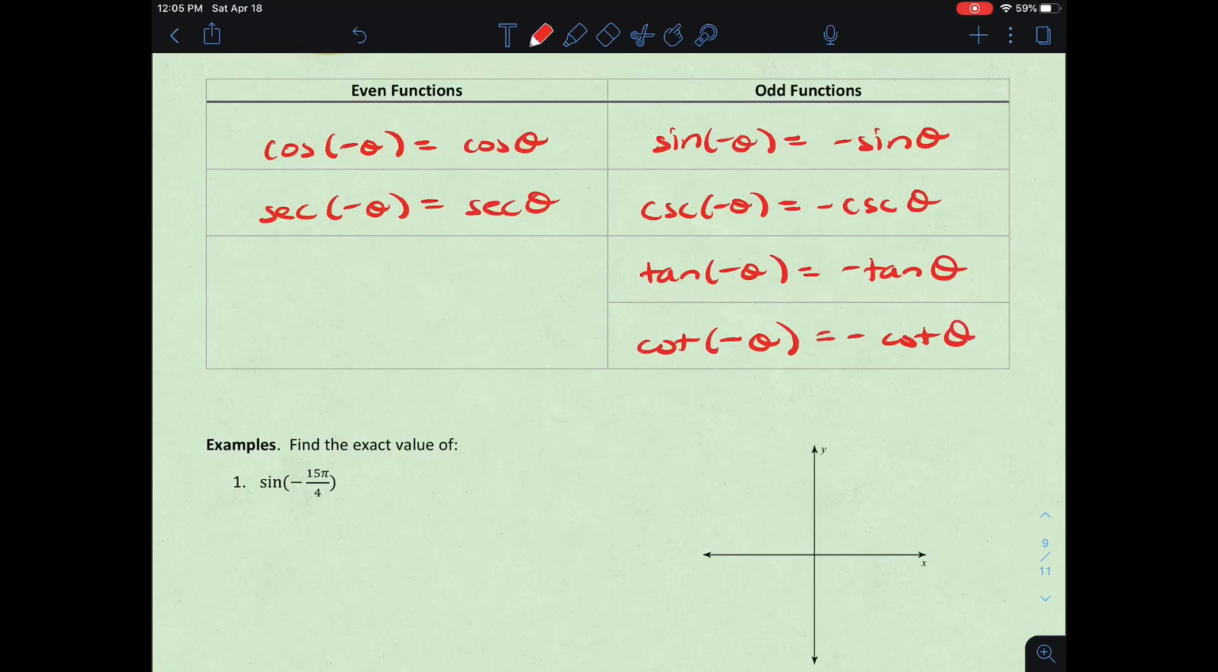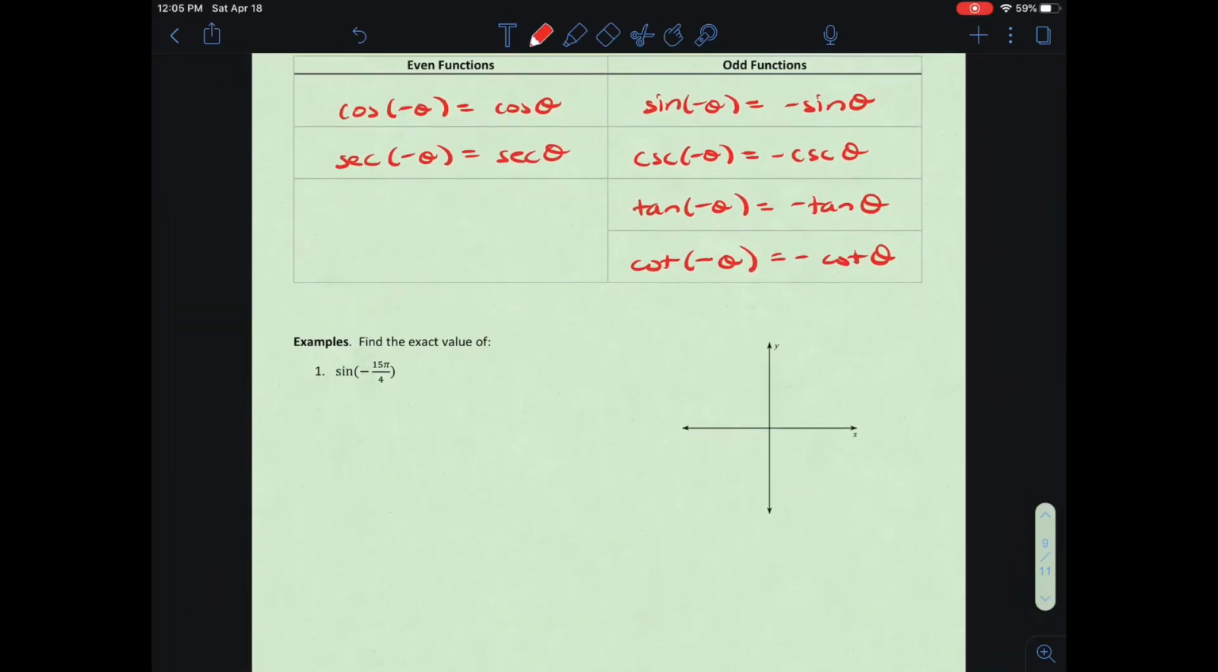So these even and odd functions are going to be very useful when it comes to evaluating trig functions at different angles. And it's also going to be useful when we graph, right? You'll be able to see clearly why these functions are even and odd when you look at the types of symmetries that the graphs have. Anyways, let's look right into our first example so we can see how we can apply these even and odd properties. So starting with number 1 here, we have sine of negative 15 pi over 4.